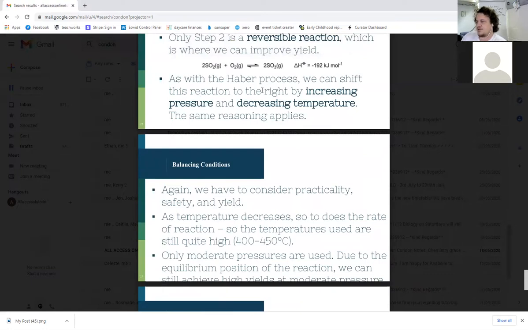So if we decrease the temperature, the rate of reaction also decreases. So again, you're balancing pressure, temperature, cost, practicality, safety, and yield. You could get 100% product yield at the end, but it would cost you so much to do that that it's not commercially viable.